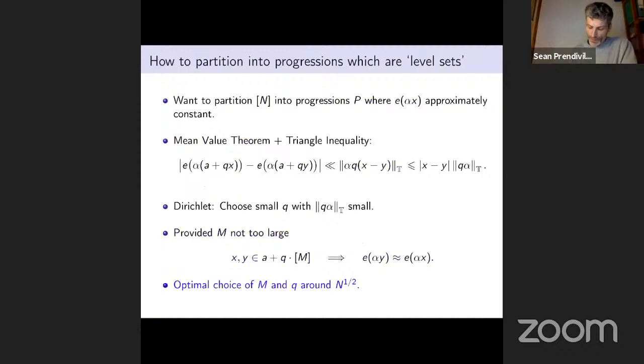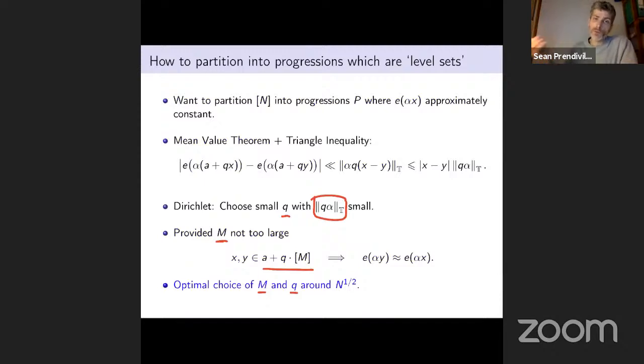Okay. Now, there's a balancing act to be performed here. You need to choose the common difference q to be small, because that allows you to make the length of the progression quite large. But you need to choose the common difference q to be large to make this fractional part small. So there's a tension between the size of the common difference and the length of the progression m. And the optimal choice when you work out the details is to take m and q around square root of the length of the interval.